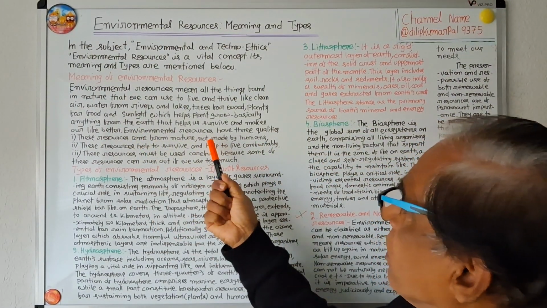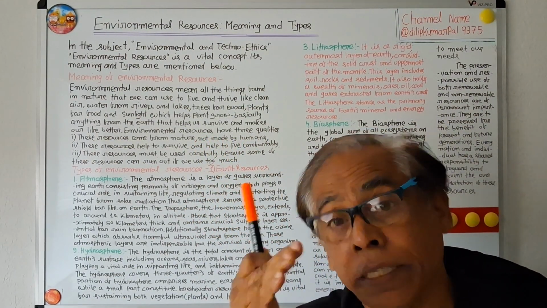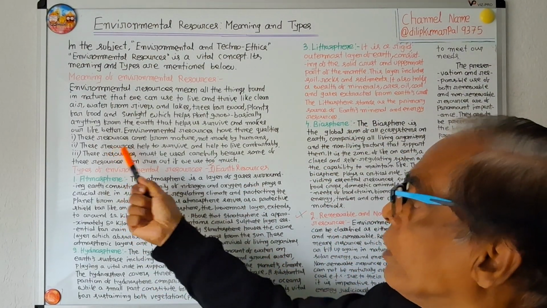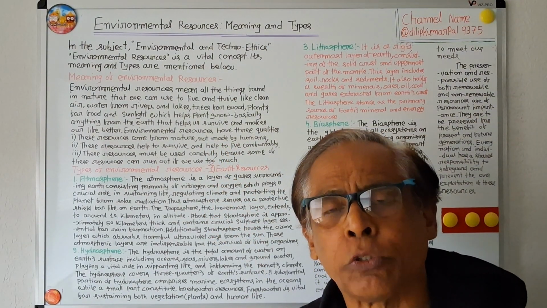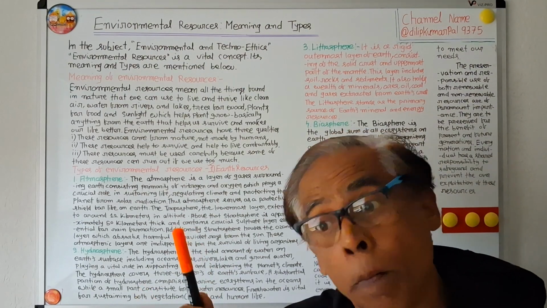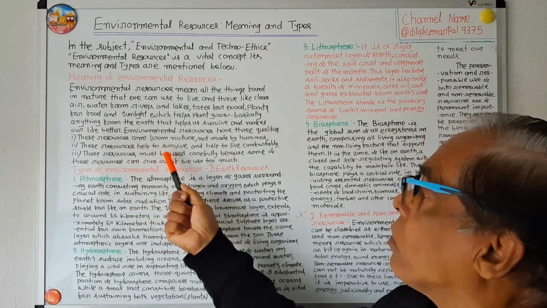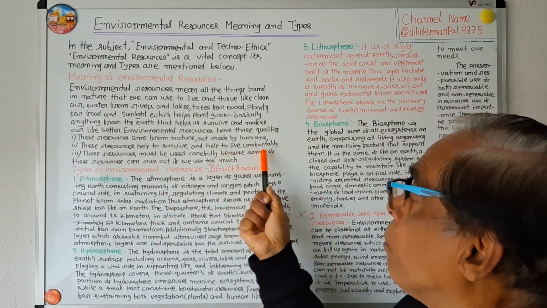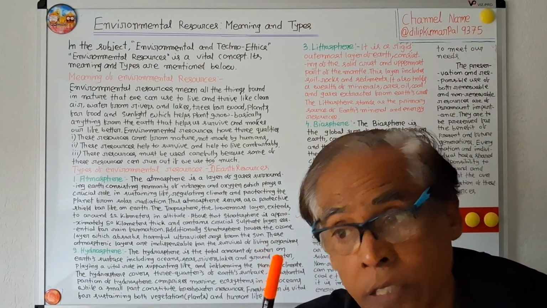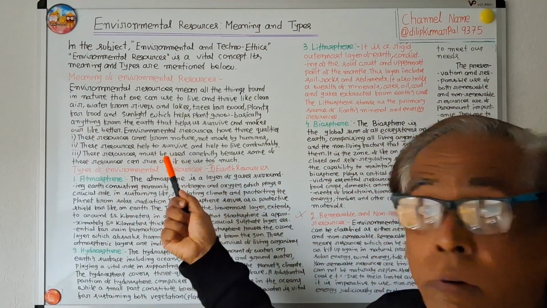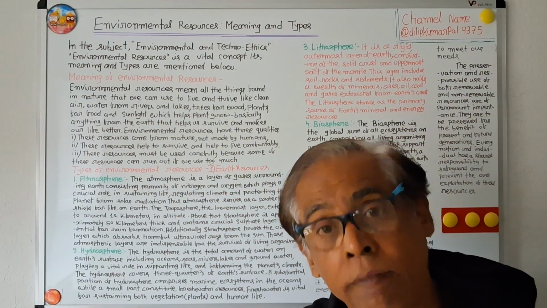And environmental resources have three qualities. Number one, these resources come from nature, not made by humans. The first quality is that these environmental resources come from nature, not from human beings. Number two, these resources help to survive and help to live comfortably.